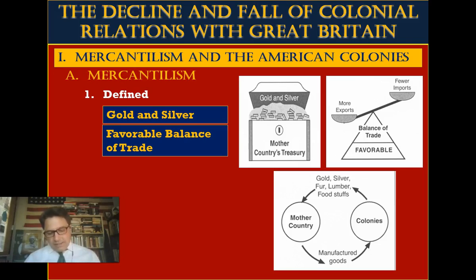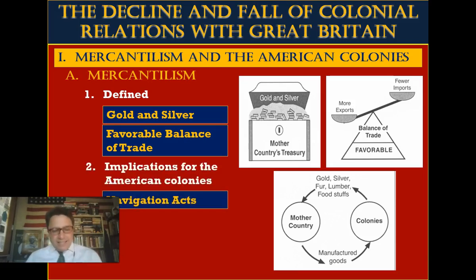Now, here is something pretty obvious about mercantilism. To accumulate more gold and silver, a country needs to maintain a favorable balance of trade. That is, a country must export more than it imports, so that it has more profits than expenses. So countries always wanted to keep their own costs as low as possible so that they could maximize profits on the products that they sell to other countries.